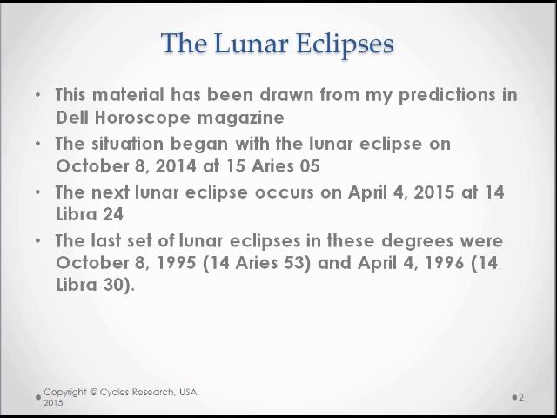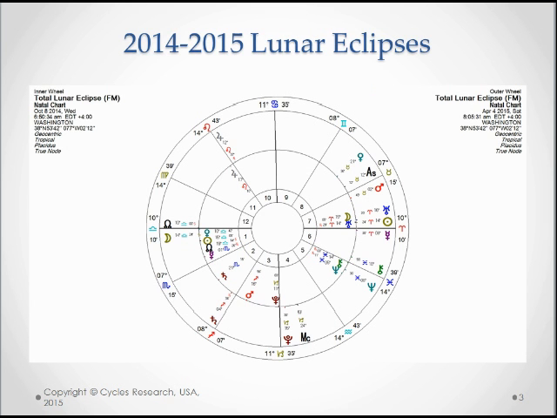The last set of lunar eclipses in these degrees occurred on October 8th, 1995 at 14 Aries 53, and on April 4th, 1996, 14 Libra 30. And here we see the two recent eclipses, October 8th past and April 4th coming. And we can see from the wheels how the one eclipse overlaps the other.